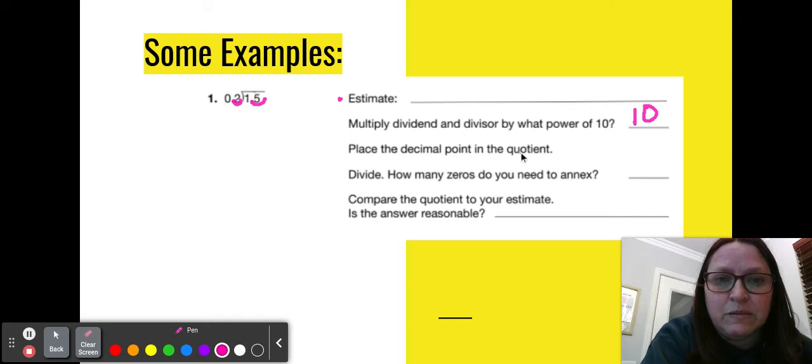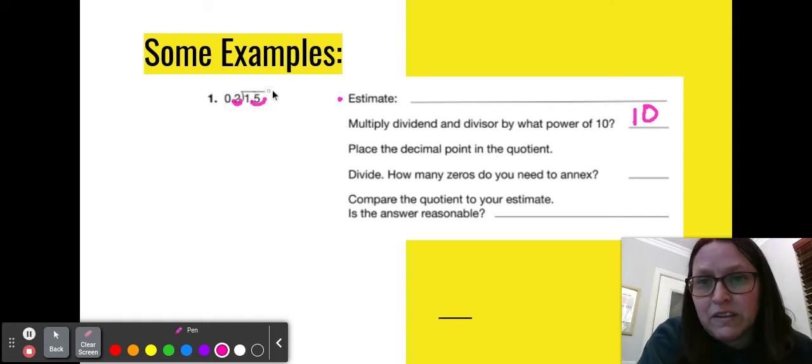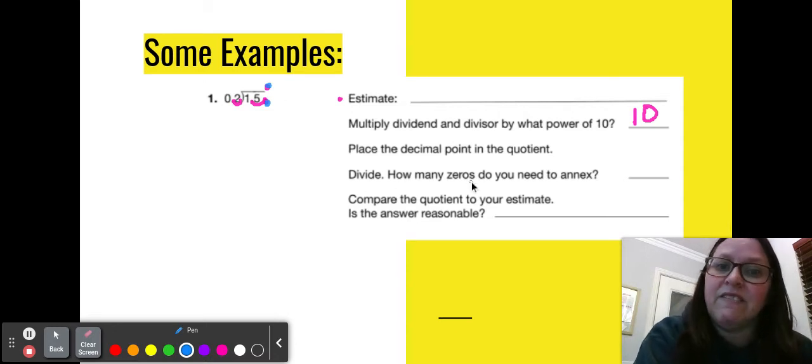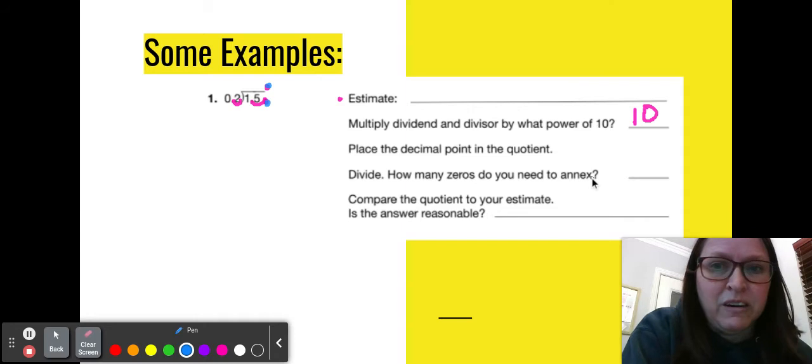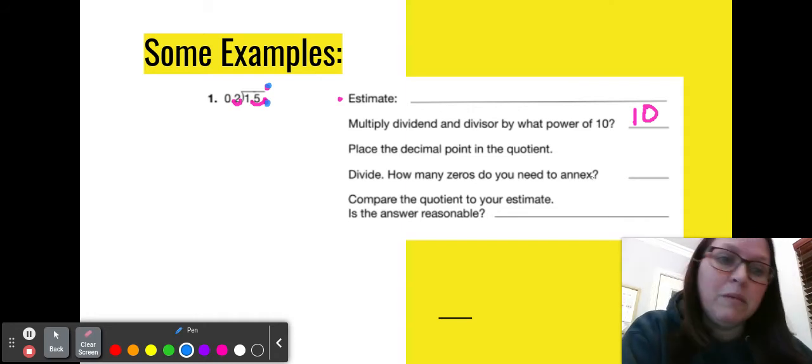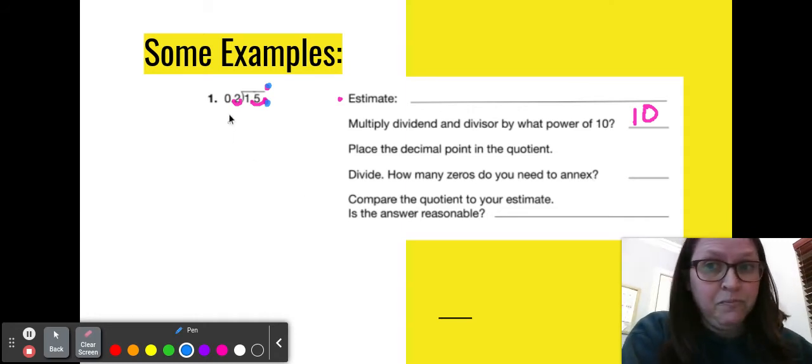Next, it says place the decimal in the quotient. That means I need to move the decimal up in the answer. So I'm going to move it up right here. Let me make my decimal blue right here and right here. Next, it says divide. How many zeros do you need to add next? That means how many zeros do I need to add? I don't know yet. So I'm going to start dividing and we'll figure it out.